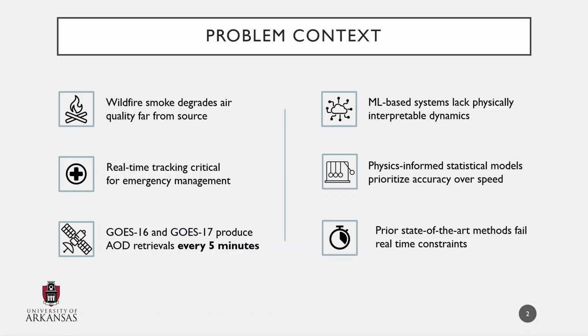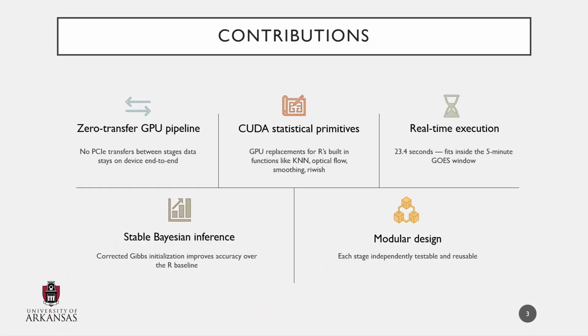You don't really know why the model is making a prediction, and in an emergency management context, interpretability is not optional. So we are faced with a gap. We have rich high-frequency satellite data on one side and slow, physically grounded models on the other. The question our work asks is, can we close the gap without sacrificing accuracy?